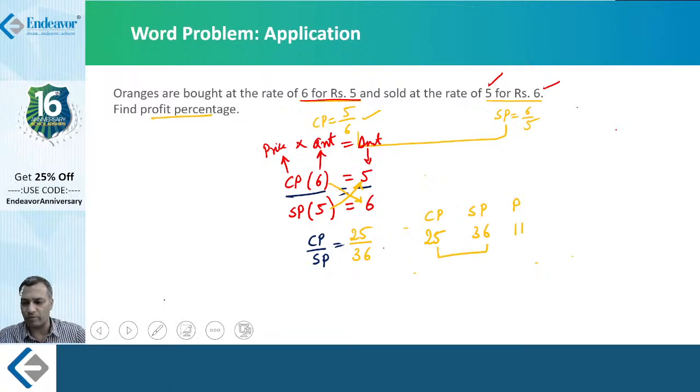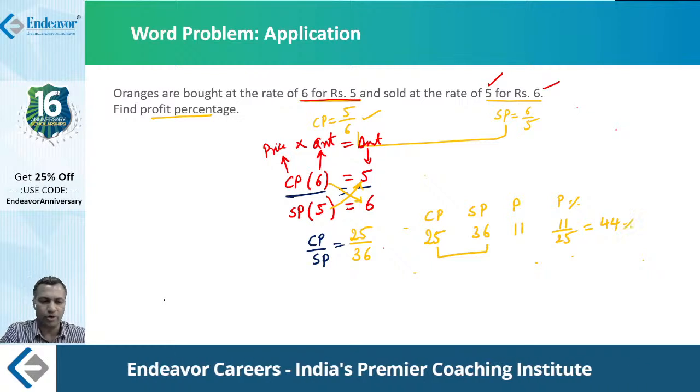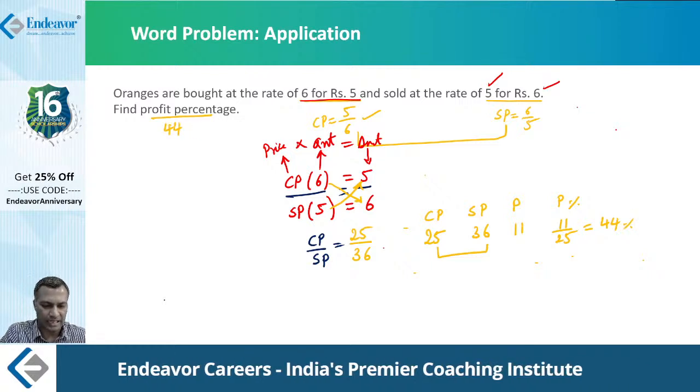Therefore 11 rupees is the profit. Therefore, what is the profit percentage? 11 divided by 25. We all know 1 by 25 is 4%, so 11 by 25 is nothing but 44%. There is a profit of 44% in this transaction.